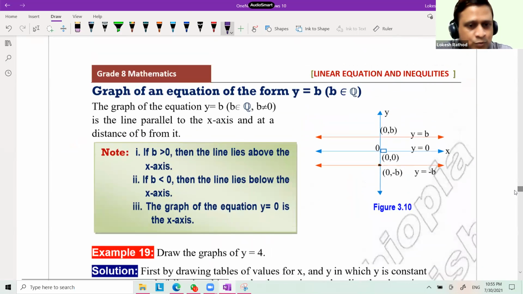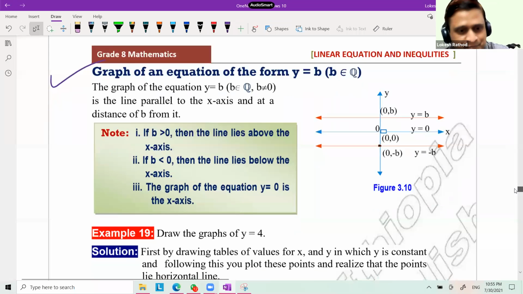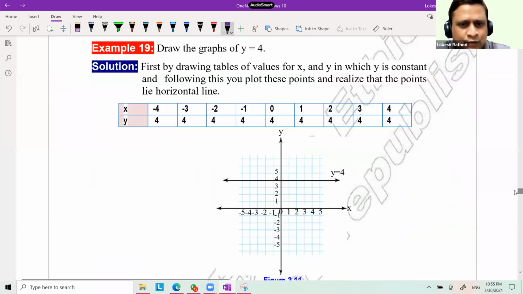Graph of equation y equal to b. Also, we have done this, right? Standard line y equal to constant is a horizontal line. Draw the graph of y equal to 4. This is the graph of y equal to 4. Straight line.